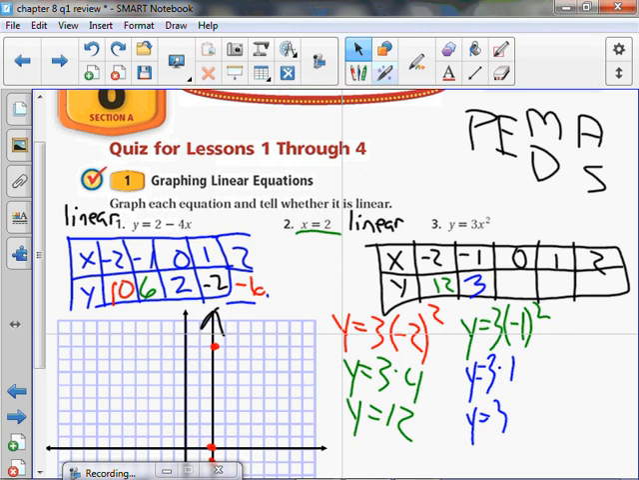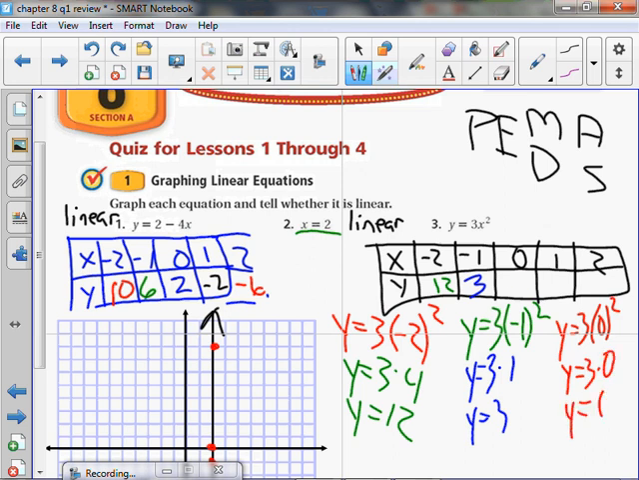The next one's super easy. y equals 3 times 0 squared. 0 times 0 is 0, so I get y equals 3 times 0, which is y equals 0.